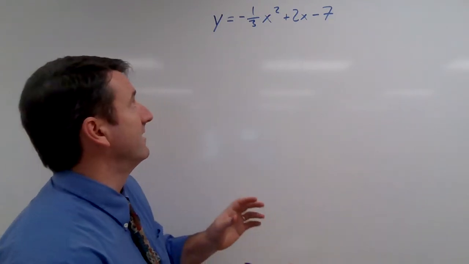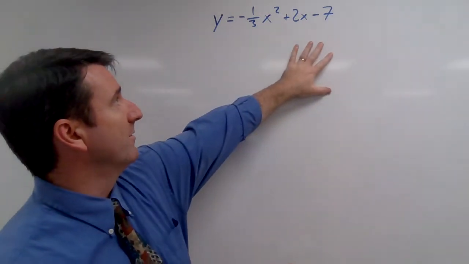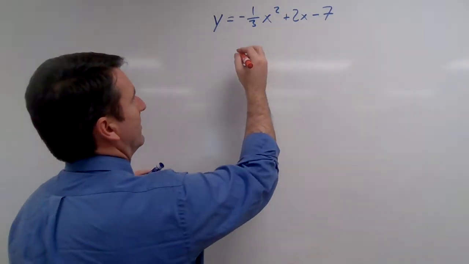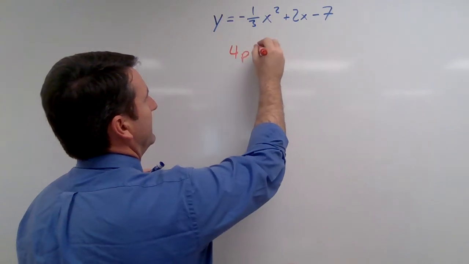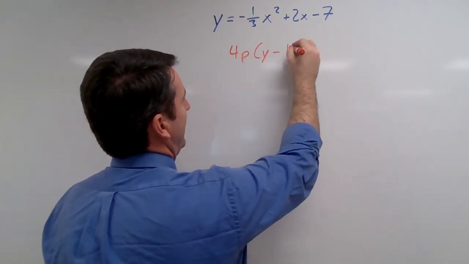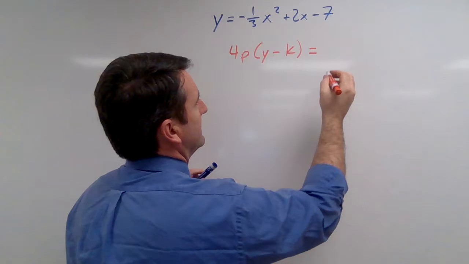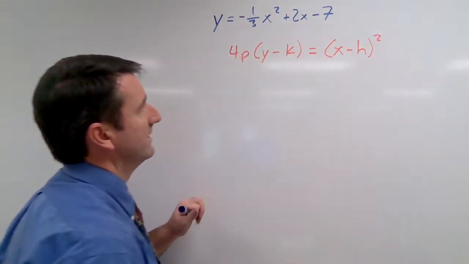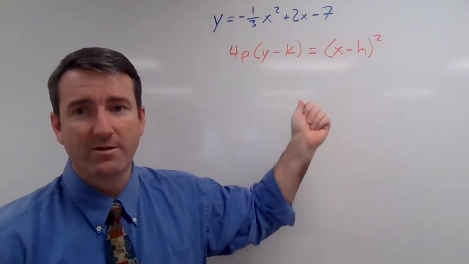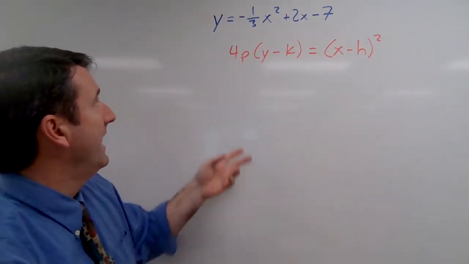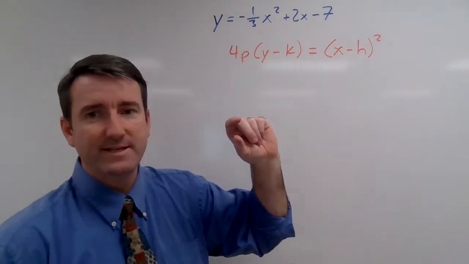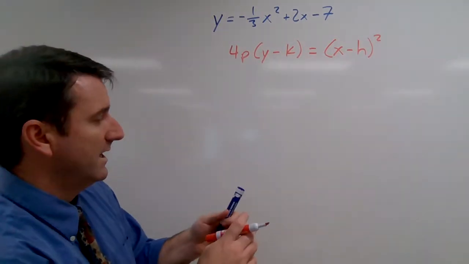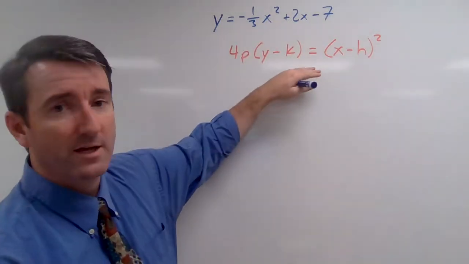First let's put this into standard form. So the standard form for an equation like this, where the x is being squared, is going to be 4p times y minus k is equal to x minus h squared, where h and k are the coordinates of the vertex, and p is the distance between the vertex and the focus. All right, so let's make this equation look like this.